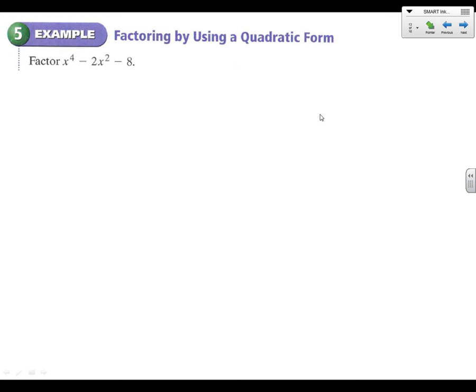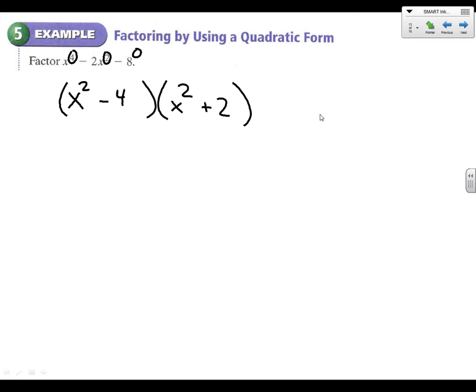Okay, now we have to the 4th. We can factor this. Because it goes 4, 2, and then 0 here, we can pretend it's just a normal trinomial that we would factor. But instead of having x and x, we're going to have x squared and x squared. Other than that, do it how we normally would. What two numbers multiply to -8 and add to -2? A -4 and a +2.